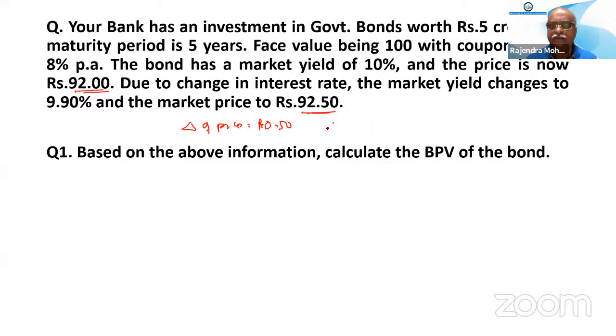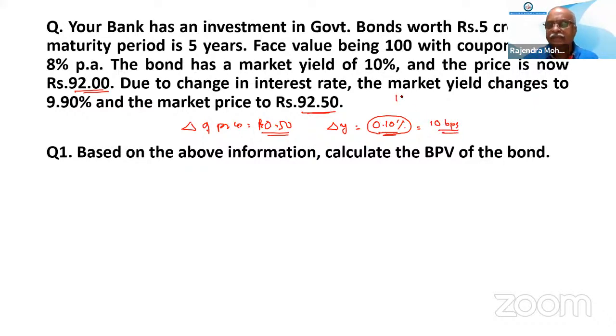Now what is the change in yield? Earlier it was 10%, now it has become 9.9%. So the change in yield is 0.10%. So this is the change in price and this is the change in yield. Okay, 0.10% means, if you convert it to BPS, how much BPS will it be? 0.10% equal to how much BPS? 10 BPS, sir. Very good, 10 BPS.